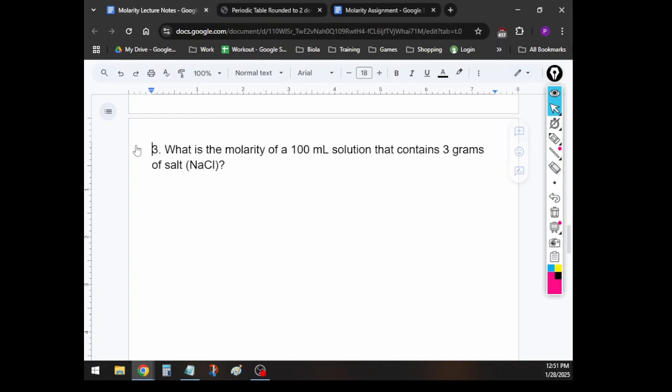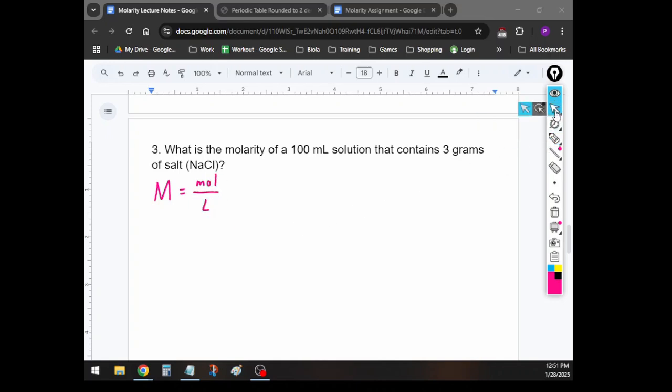Okay, so same thing. Write number 3, and let's write down the formula. Molarity equals moles over liters. And then we're going to try to plug our numbers into this equation. All right, we're looking for molarity, so we're looking for capital M again, same thing as before. Let's see if we can plug any numbers into this formula.